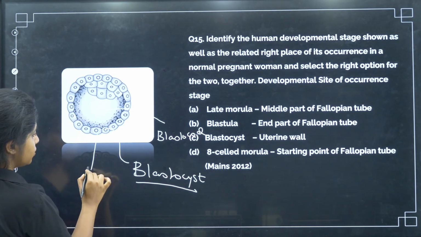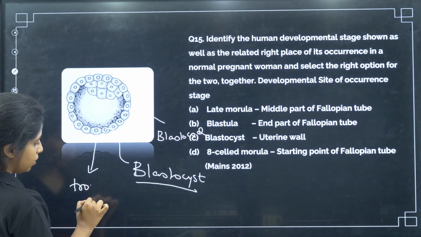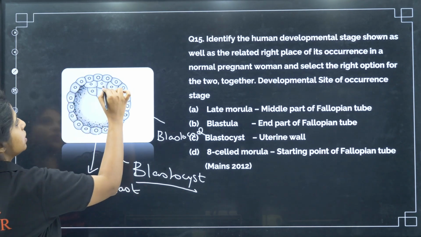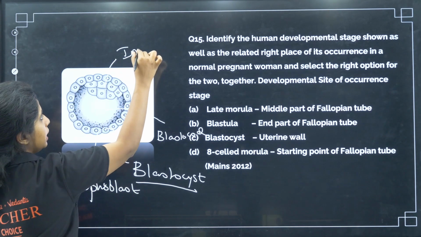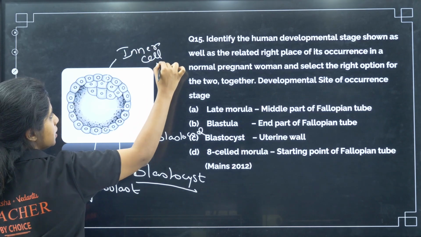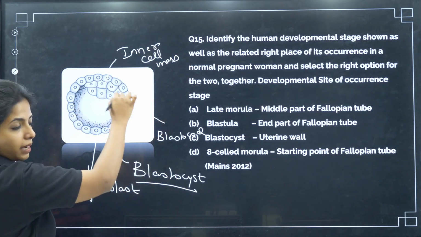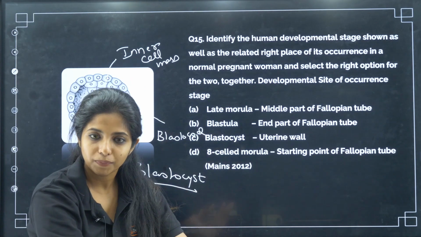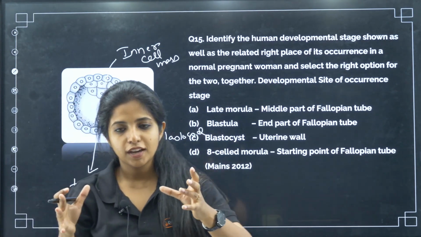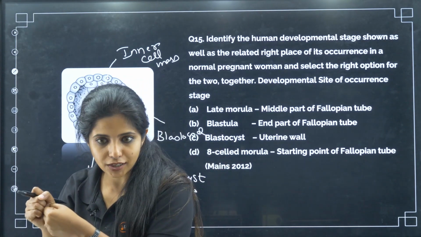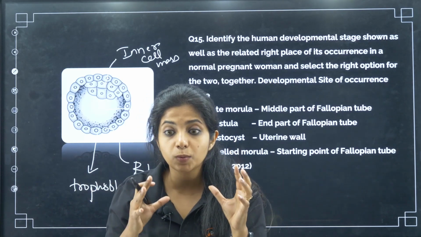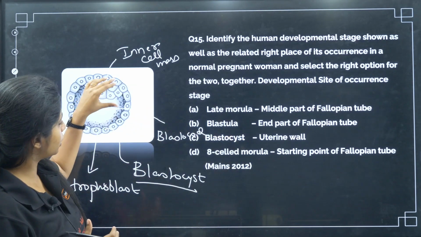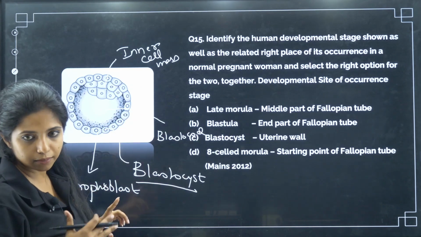Now, the outer layer of cells that you see is known as trophoblast. The inner layer of cells is known as inner cell mass. So, the trophoblast layer will be slowly going and implanting into the endometrium. It will help in the formation of placenta later on. The inner cell mass is the one that will actually form the embryo later on.